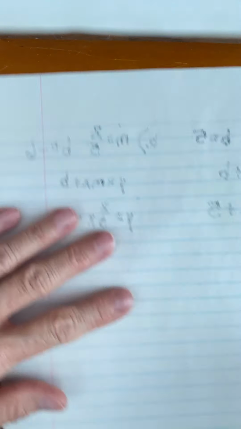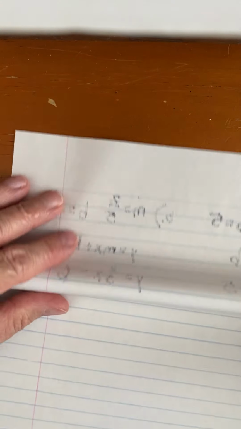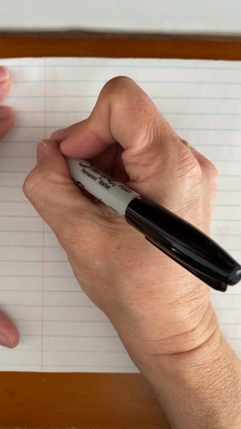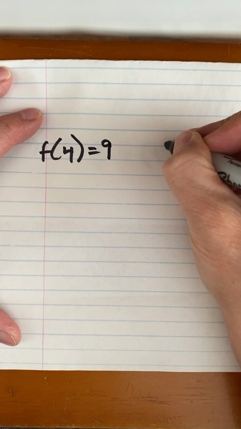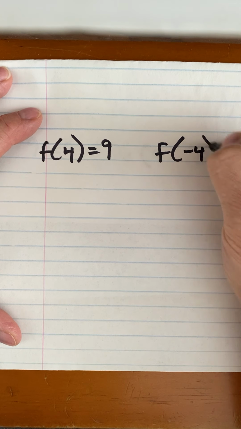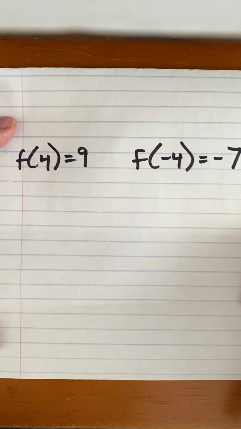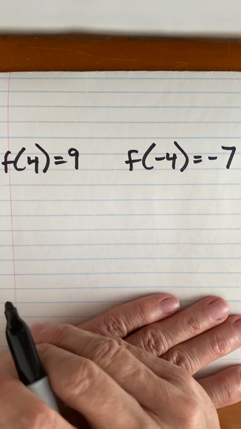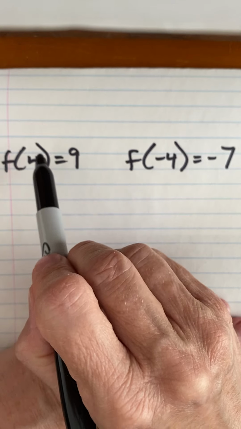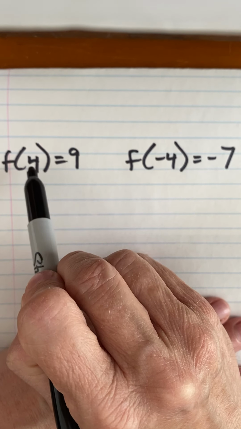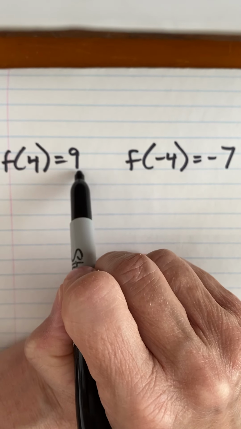What are they giving us in the next one? They say f of 4 equals 9, and f of negative 4 equals negative 7. Well, this is kind of weird. But if you remember, when we did function notation, we said, what's the value of the function when x is 4? And the answer was 9.